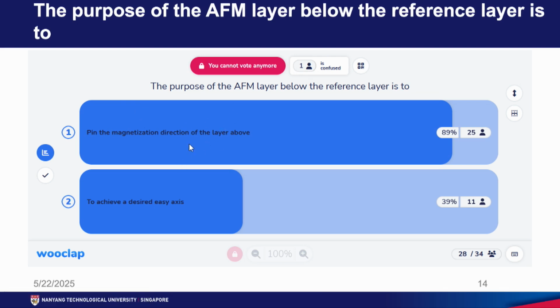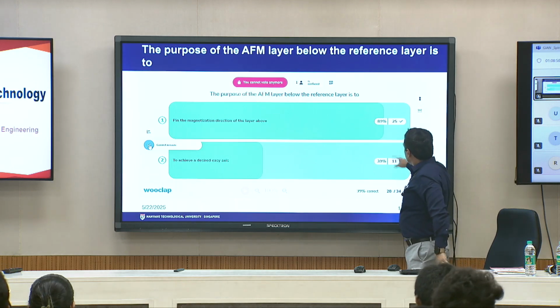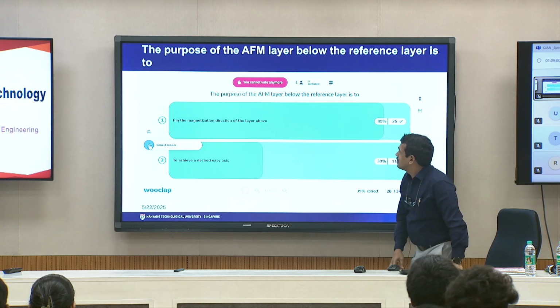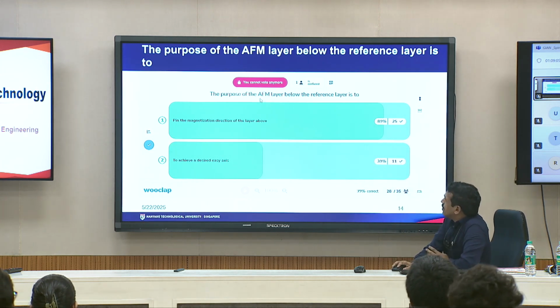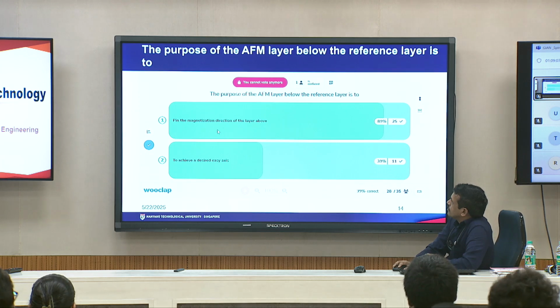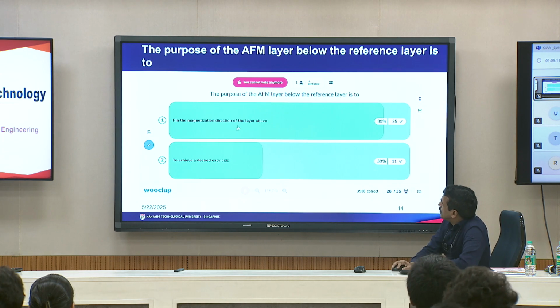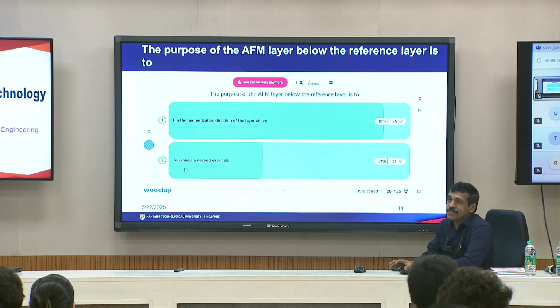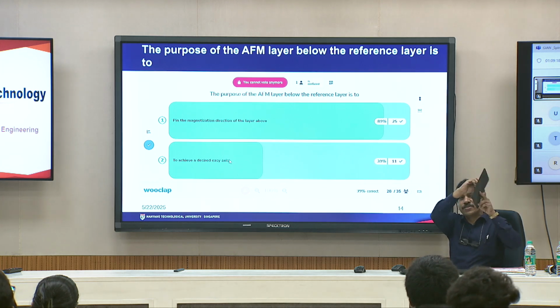Okay, many of you are wrong, like 14 of you are wrong. Okay, the correct answer is both. You should have chosen both. So, some of you have chosen both, I think. So, we are using an antiferromagnetic layer not just to pin the magnetization direction, we are also using this to set the desired EZ axis. Okay, otherwise the magnetization is in random direction.